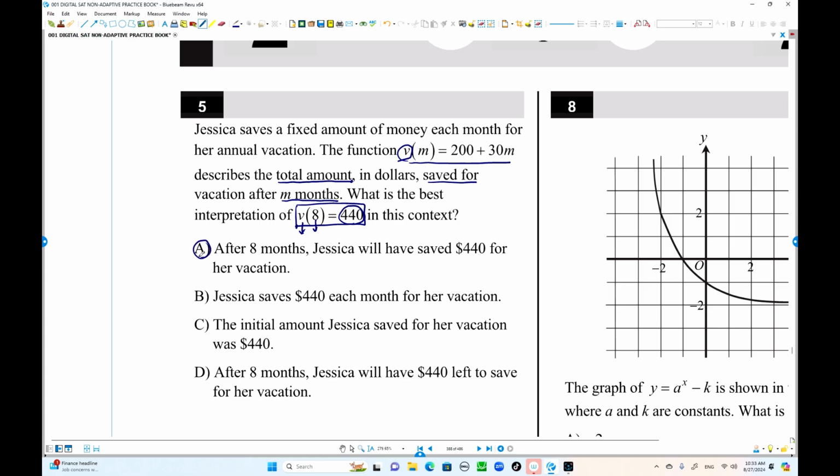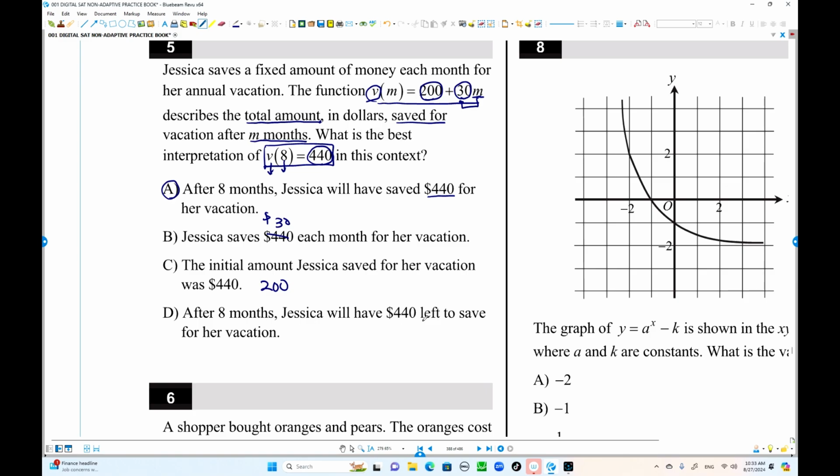Option A, after 8 months, we have saved 440. Not each month. Okay, each month is $30. This is the coefficient of M. That's the amount. Maybe this is $30. That might be correct. So that's not the initial amount. The initial amount is $200. That is the initial amount. Right? So $440 left, no. After 8 months, he saved the 440. Right? The other one, we don't know, right?